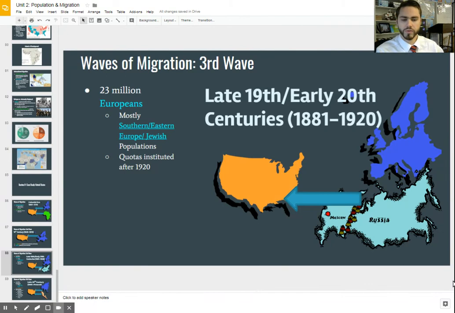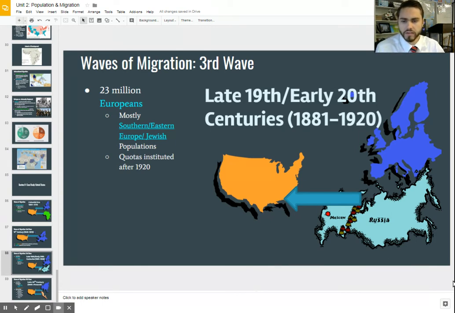All right. Moving on, we have our third wave of migration. This was one of the largest, and it was the largest to this point. And this was in the late 19th to early 20th century. So basically the turn of the century there, before we see the large-scale modern time period. And that's 1881 to 1920.